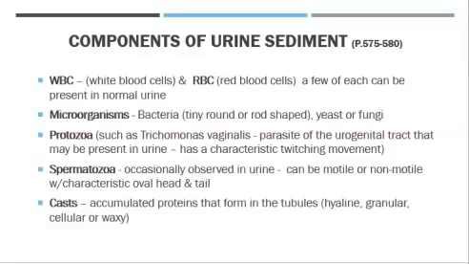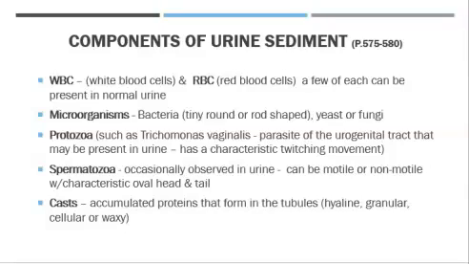Next would be spermatozoa or sperm. Occasionally you can observe sperm in a urine sample. You would not only be able to see it in men sometimes, but you could see it in women as well if it's not been long since they have had sexual relations. The spermatozoa may be motile or non-motile, meaning that they could be moving or they could be still. You could see the characteristic oval head of the sperm and the tail of the sperm.